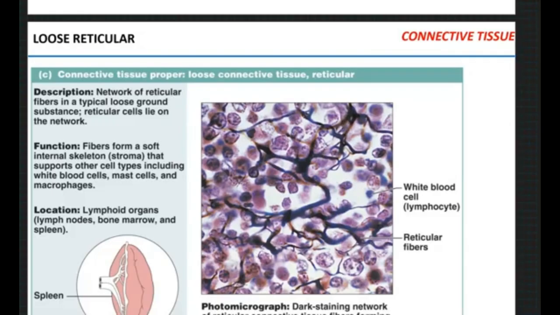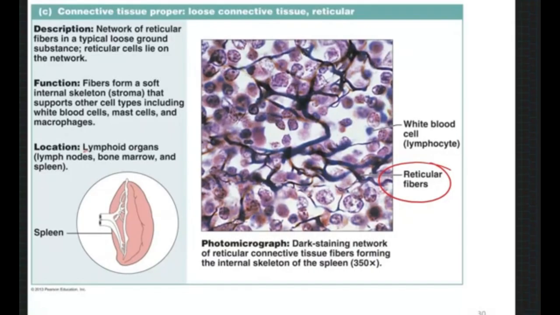Warmth and energy. Now, the third type of loose tissue is loose reticular. So loose reticular connective tissue has a lot of reticular fibers. They form a mesh, and this mesh is required for filtration of lymph in lymphoid organs. That's the only place you can find reticular tissue. Lymph nodes and spleen.